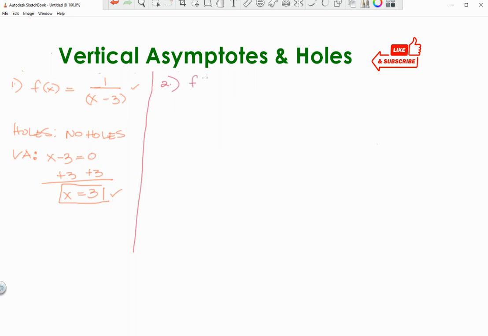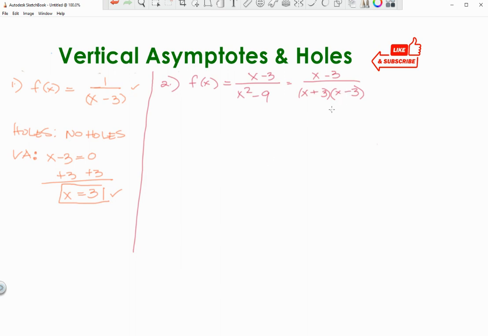So f of x equals x minus 3 over x squared minus 9. First things first, we need to factor. The numerator is already factored, but the denominator is not. So the numerator will just be x minus 3 because that's already simplified. The denominator, though, is a difference of two squares, so you can factor that one out. The square root of x squared is x, the square root of 9 is 3, so one is positive, one is negative.